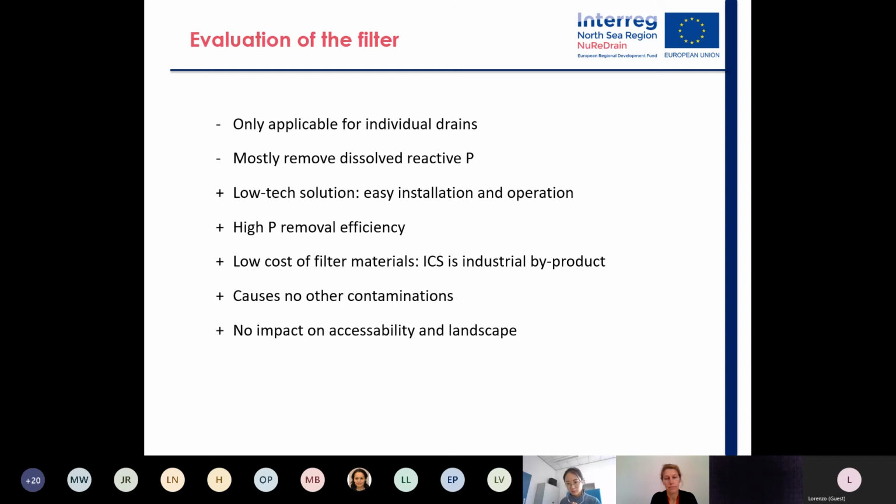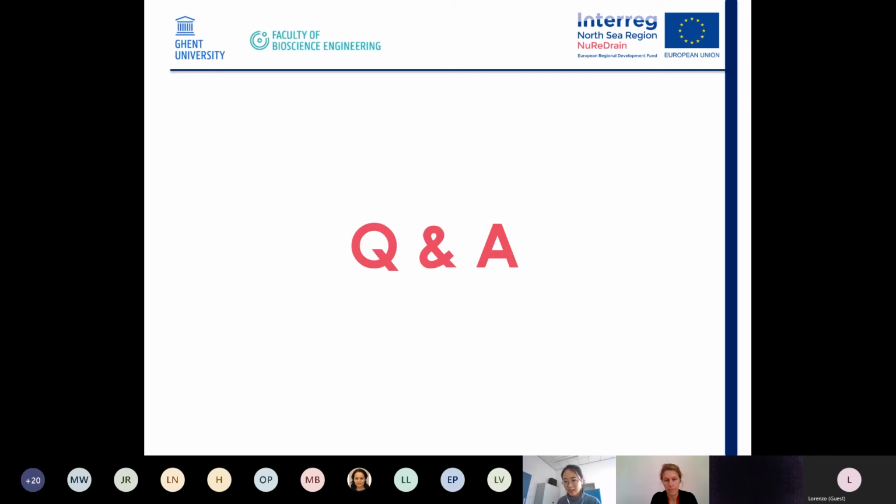So we think the filter performs quite well in the drainage water in Flanders. We will further try it with other partners to see whether it works in Denmark or Germany. Okay, that's all about my presentation. If you have any questions, I will be happy to answer.